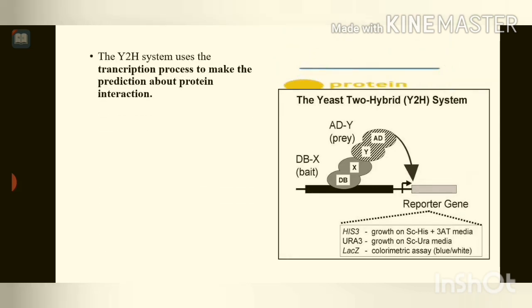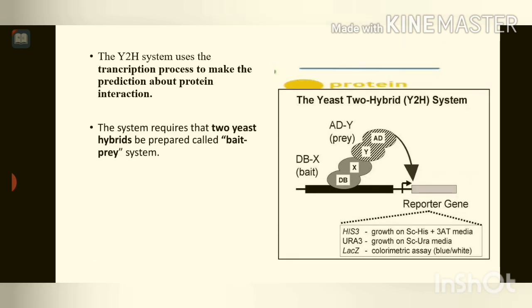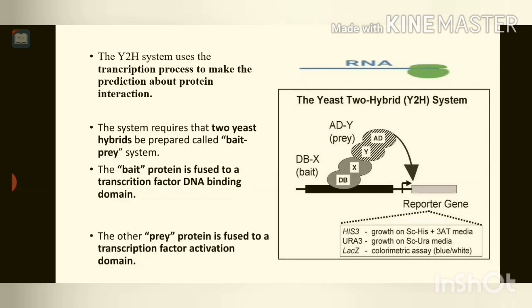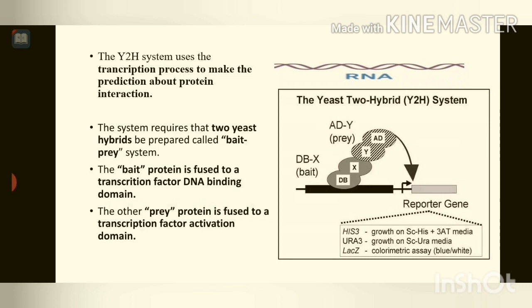Now, the yeast two-hybrid system uses the transcription process to make predictions about protein-protein interaction. The system requires 2 yeast hybrids to be prepared, called the bait-prey system. The bait protein is fused to a transcription factor DNA binding domain. The other, the prey protein, is fused to a transcription factor activation domain.